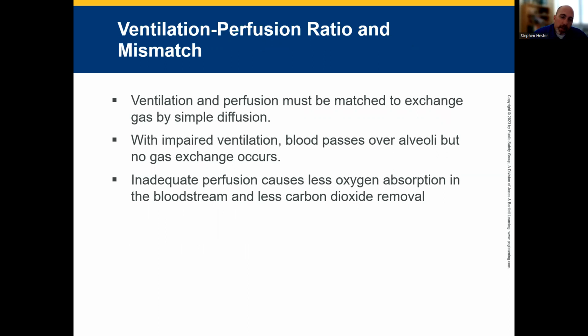Ventilation and perfusion must be matched to exchange gas by simple diffusion. So this is where we get our V/Q mismatch. Failure to match ventilation and perfusion contributes to most abnormalities in oxygen and carbon dioxide exchange. When it's compromised, perfusion continues, but blood passes over some of the alveolar membranes without gas exchange taking place. This results in inadequate perfusion, less oxygen being absorbed into the bloodstream, and less carbon dioxide removal.